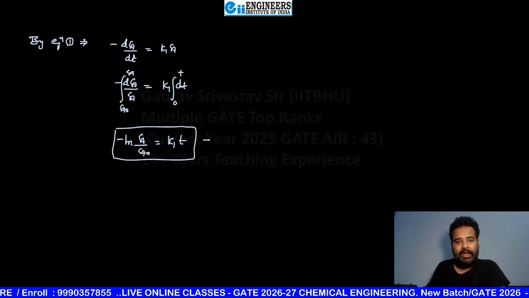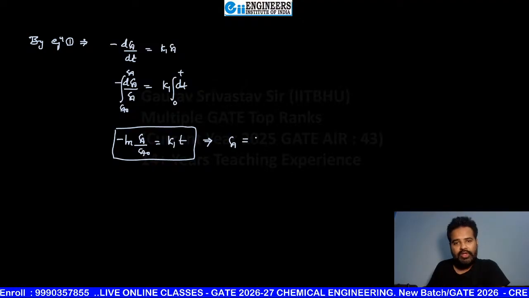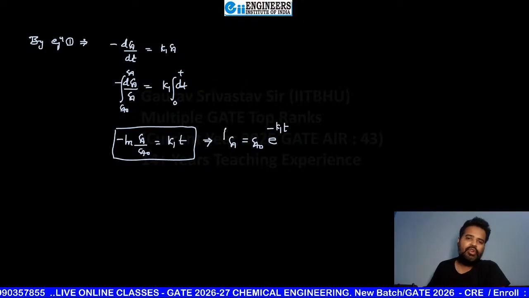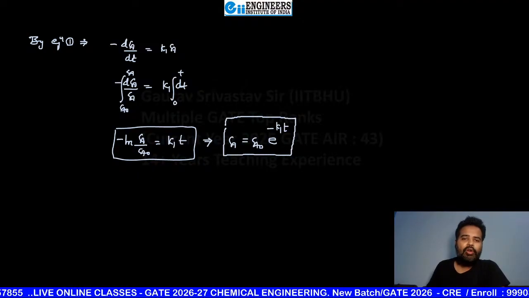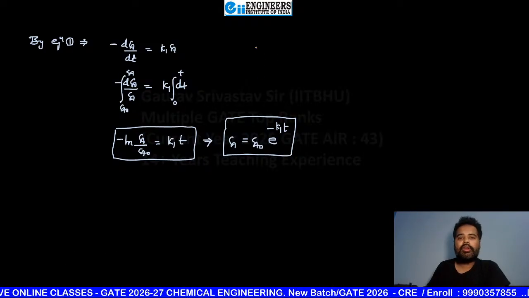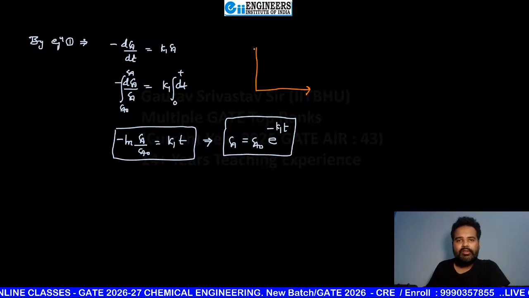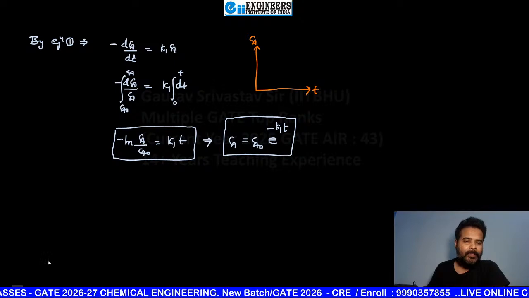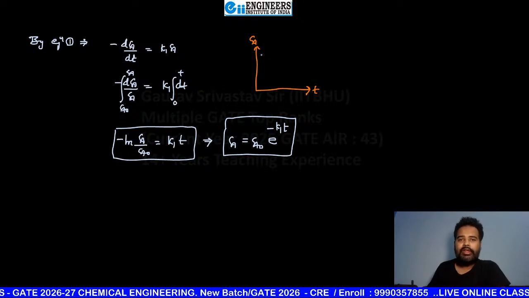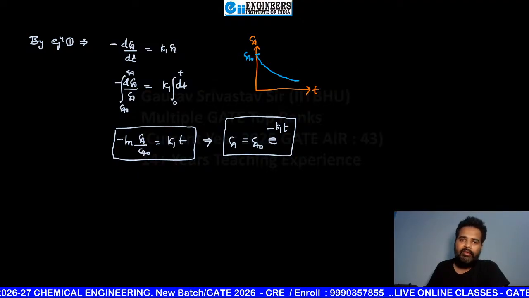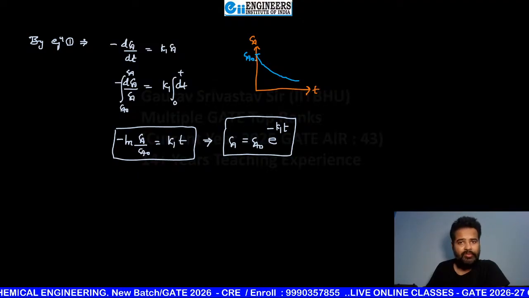Further solving, this equation can be written as CA is equals to CA naught e raised to power minus K1 t, and these all derivations already done by you, graphs already plotted by you. If you want to plot it again, you can plot here. It's very easy. If this side you are writing CA, if this side you are writing time t. So clearly the concentration of A is going to decrease with respect to time, exponential decrease. And when time is 0, e raised to power minus 0 will give you 1, CA will be CA naught. So graph started from CA naught.